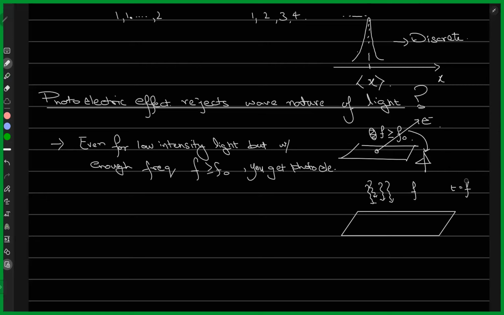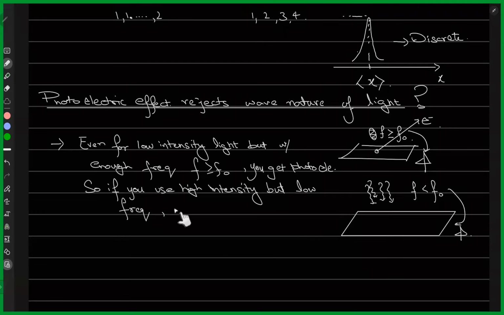So the energy of the photon in this case is still less than f naught, which is the frequency coming from the work function of the material. It will not be capable of producing the photoelectric effect. So we gave so many photons, but if the frequency does not reach the threshold limit, no electrons will be removed. So if you use high intensity but low frequency, no photoelectric effect is observed.